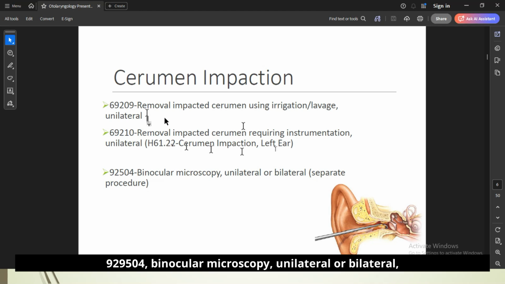92504, binocular microscopy, unilateral or bilateral, which is a separate procedure. For example, if the patient has microscopy of the ear, an examination of the ear using the microscope, you code 92504. As it is a separate procedure, you can't code it with any other major procedure, which we will learn during our live training.